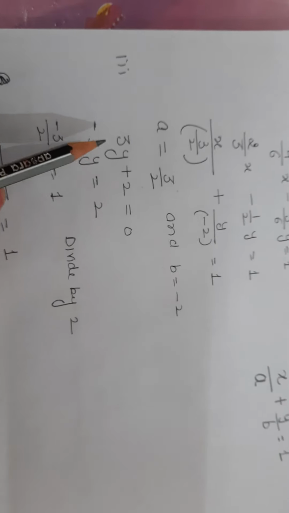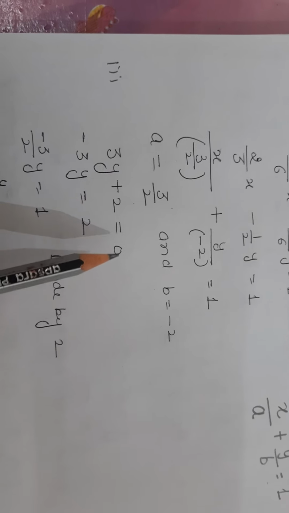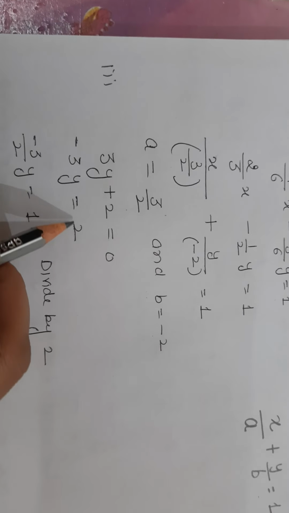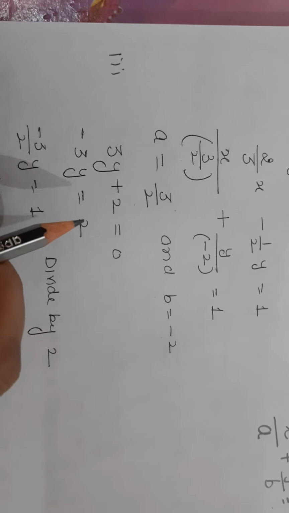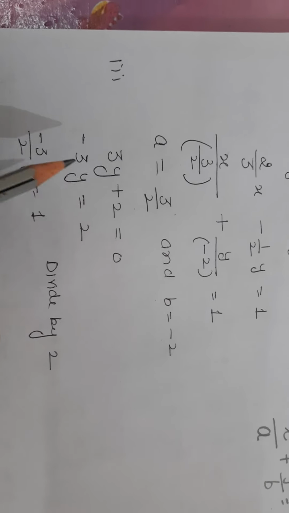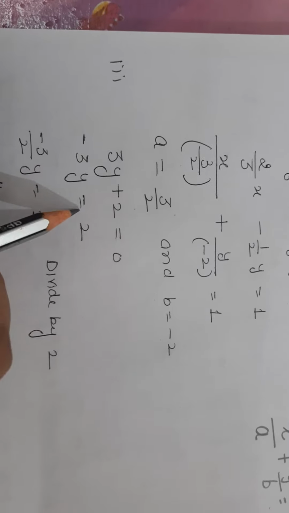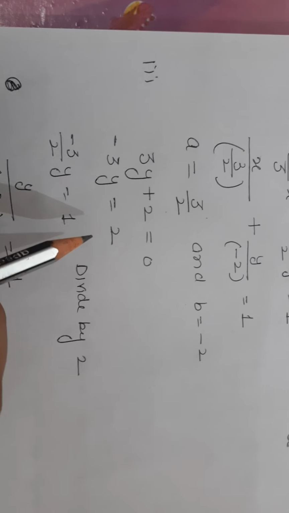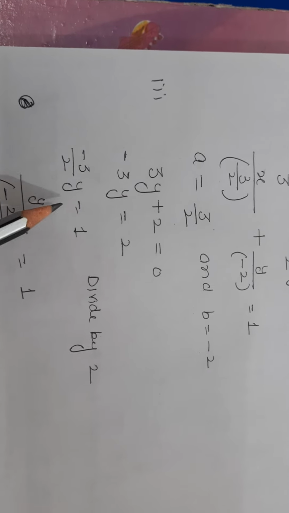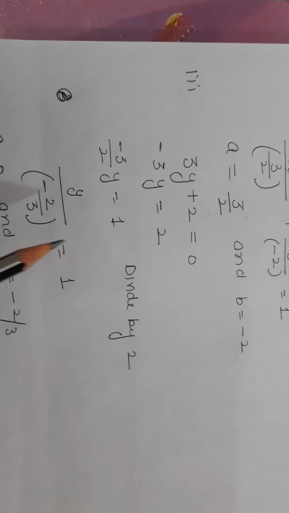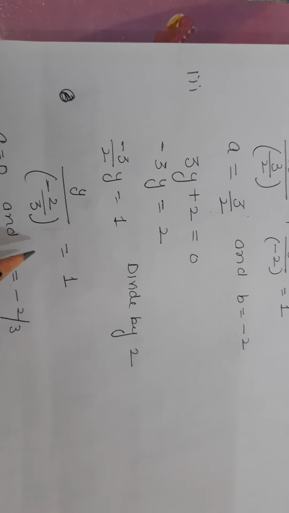Next question, 3y plus 2 equal to 0. The important point is the constant on the right hand side should be positive. So here you have minus 3y is equal to 2. Now divide by 2 on both sides. So you will get minus 3 upon 2 y equal to 1. Or it can be rewritten as y upon minus 2 by 3 is 1.